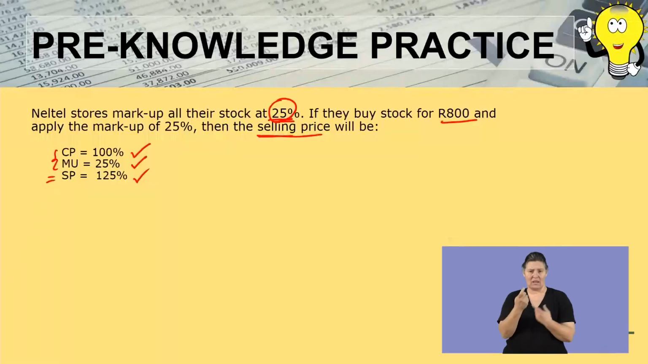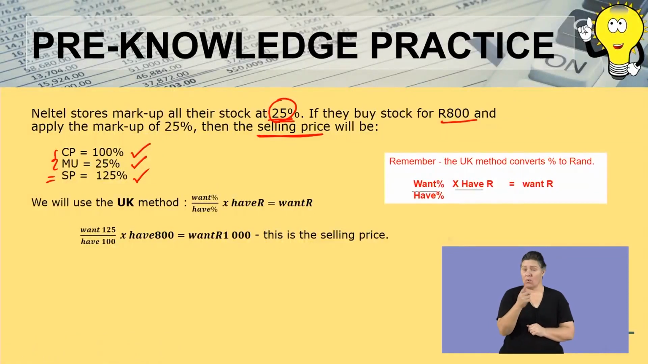The selling price. So as I promised you earlier, I'm going to introduce you to a very interesting method called the UK method. Let's see, what does the UK method say? The UK method says: what you want over what you have, multiplied by what you have, will give you what you want.